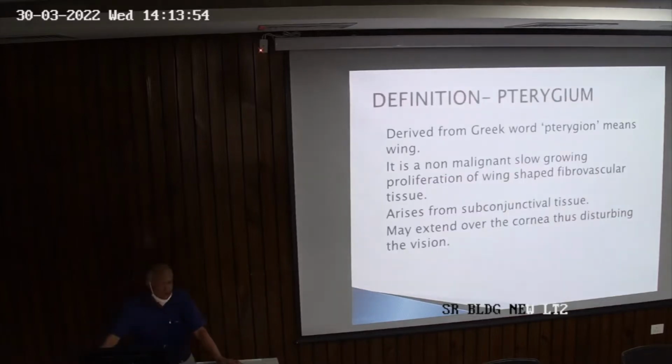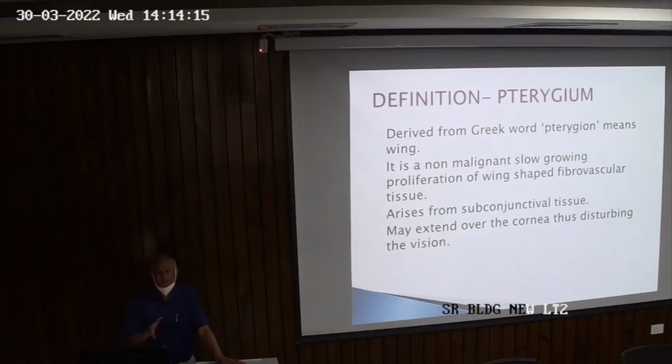Definition, you should know that. Derived from the Greek word, pterygium means wing shape. That is the wing shape. A non-malignant, slow-growing proliferation of wing-shaped fibrovascular tissue arising from the subconjunctival tissue. It may extend over the cornea, thus disturbing the vision.